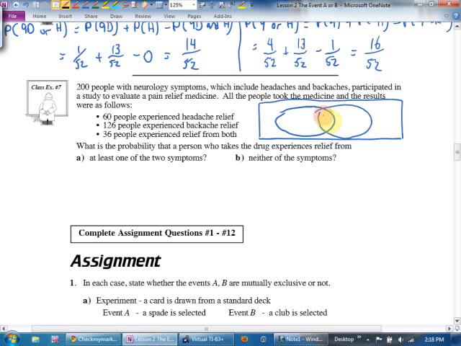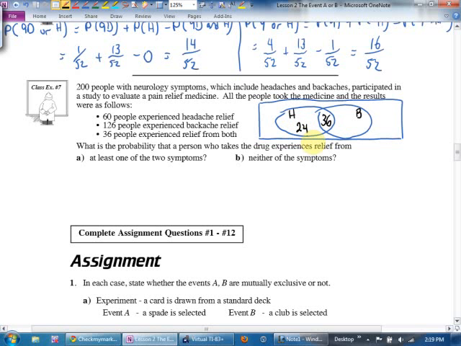How many people got relief from headaches? 60. Now I'm going to call this one headaches and this one backaches, in my high-tech numbering system. And a lot of people, Doug, want to put a 60 right there. That's wrong. Why is that wrong? How many people do you have in your headaches by putting a 60 right there? Not 60. How many do you have? 96. So I don't put a 60 right there. What number is going to go right there? It's got to be 24. Can't be 60.